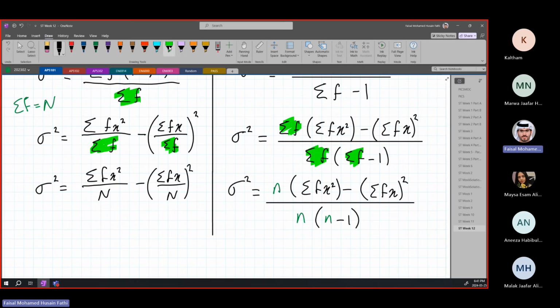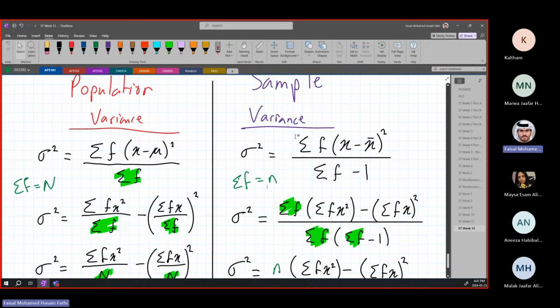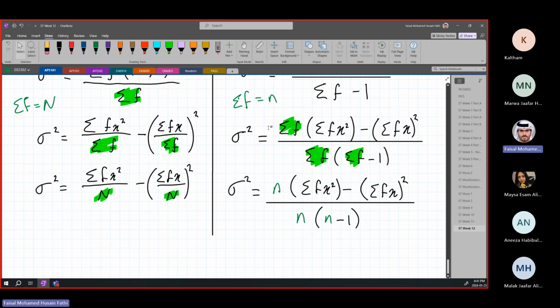Again, remember sigma f is the same as n. So this n is also sigma f. So sigma f here is equal to small n for the case of the sample variance. But remember, this is just the total number, and you're just going to add up all the frequencies to get your n value.